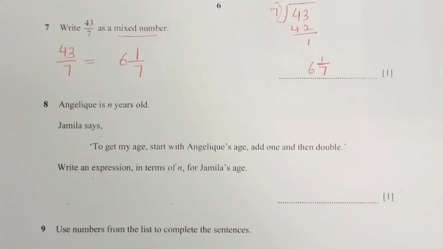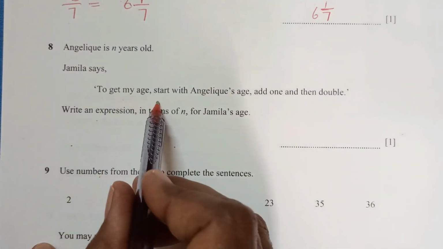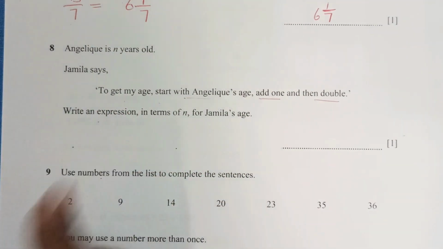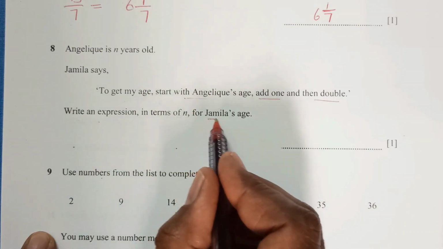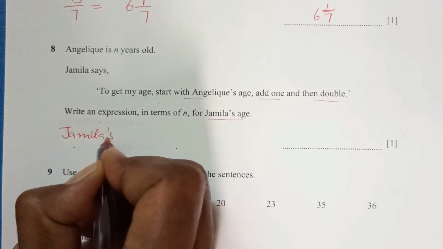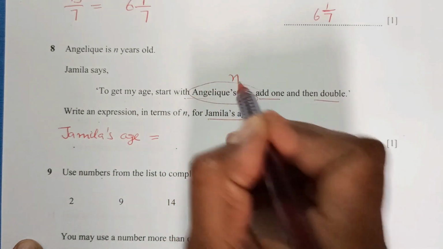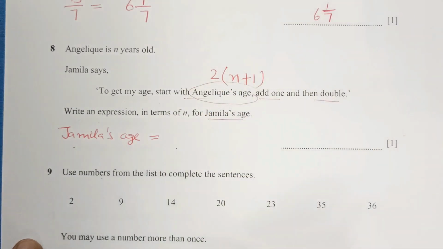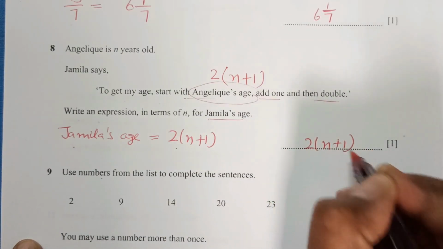Question number 8. Angelique is 9 years old. Jamila says, to get my age, start with Angelique's age, add 1 and then double. So Angelique is n years. Let's see the question first. Write an expression in terms of n for Jamila's age. Jamila said, to get my age, start with Angelique's age. Angelique's age is n. Add 1 and then double. Double means multiply by 2. So that will be the answer here: 2 times (n plus 1). We can write this down in the answer column.